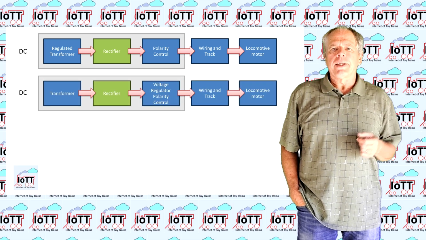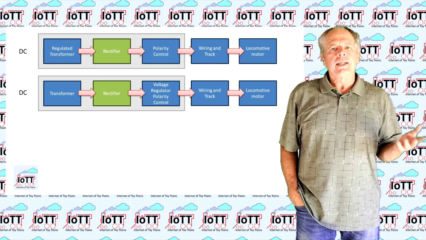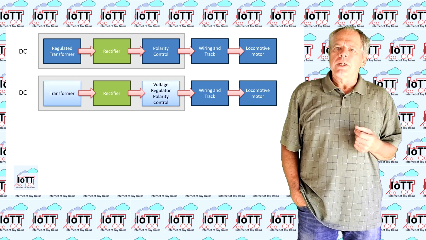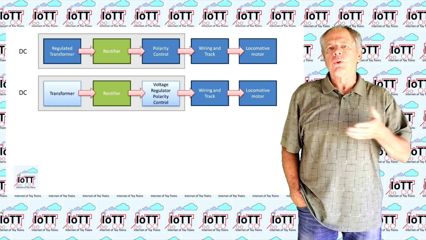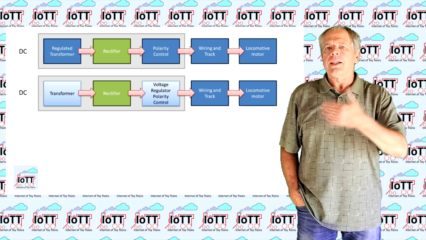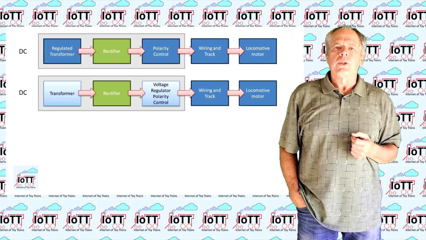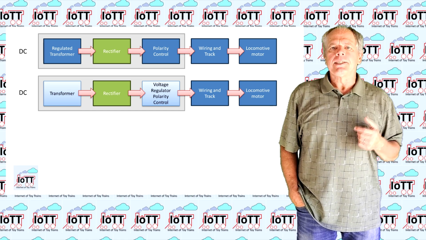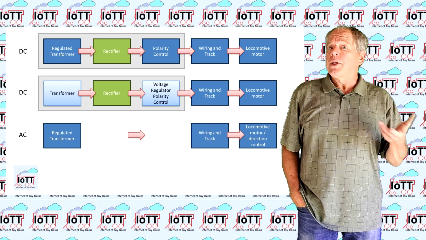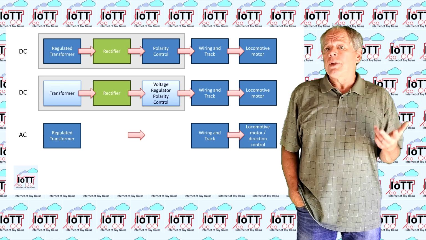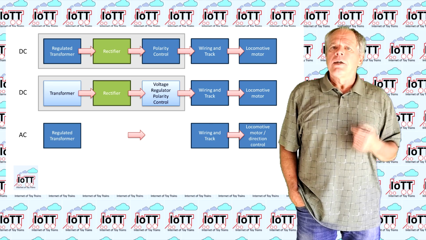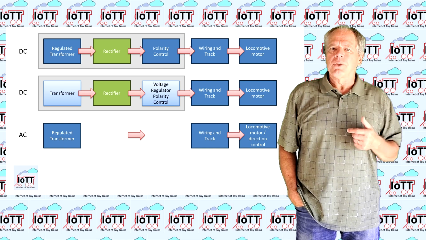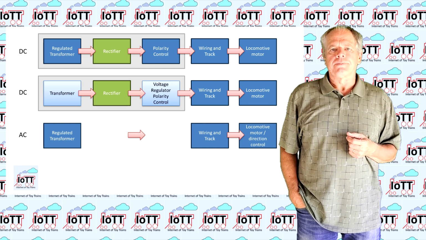There are some common variations to the basic concept. Instead of using a regulated output transformer, one with a fixed output voltage can be used. In this case, the output voltage is then fed through an electronic regulator to control the final output voltage. The same principal configuration can also be used for AC systems. In this case, there is no need for a rectifier, but the transformer can output an overvoltage pulse, which then triggers a relay inside the locomotive that activates a direction reversal switch to change the travel direction.